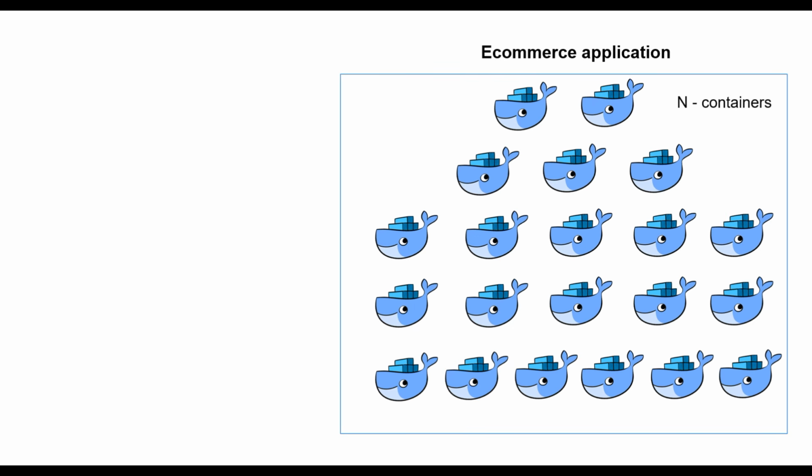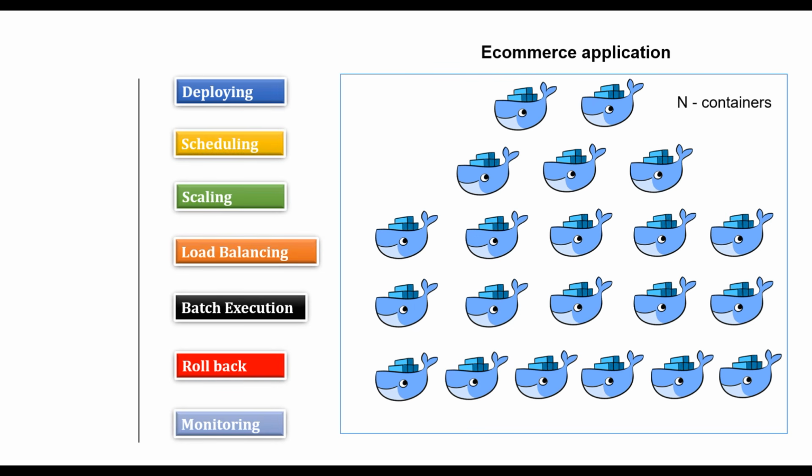When I say manages, it will cover deploying, scheduling, scaling, load balancing, batch execution, rollback, monitoring, automatic bin packing, self-healing, all those things you need to take care of manually. It's difficult to manage that many things manually, isn't it? That's where Kubernetes came into the picture. You just write your code and push your image to a container platform like Docker, and then Kubernetes will take care of everything.